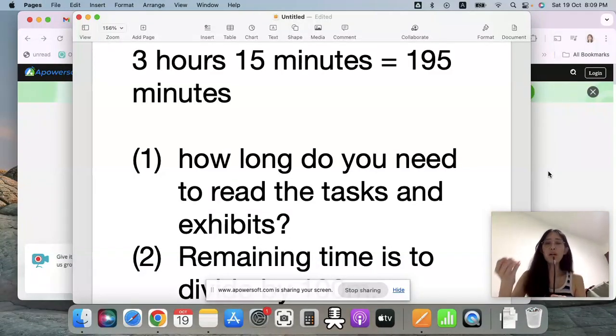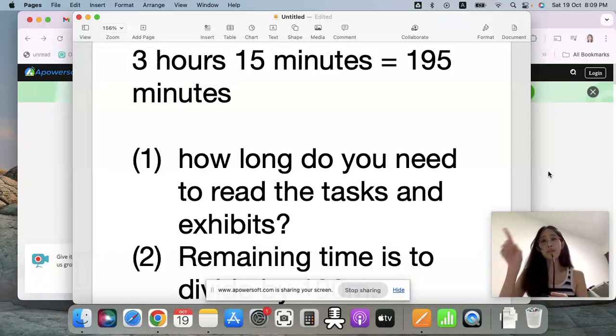Now, in order to know how long you are supposed to allocate for each question, these are the things that you have to ask yourself, and you have to practice beforehand before you go to the exam. Right? You have to practice this. The first thing that you have to find out is how long you need to read the task and exhibits. Because even though you have received the material, the task requirement and the additional exhibits are only disclosed to you when you go to the exam. So when you enter the exam hall and look at the computer-based exam platform, only then will you be able to read the task requirement and the additional exhibits. So you still need some time to read through them.